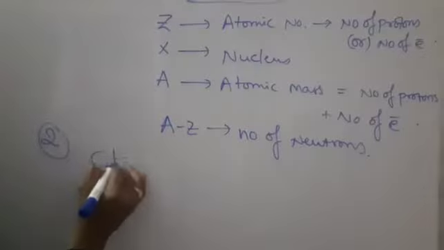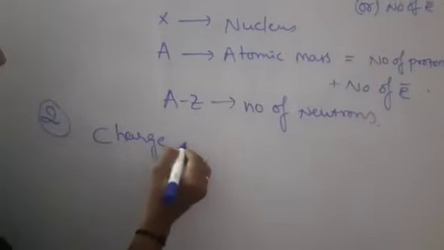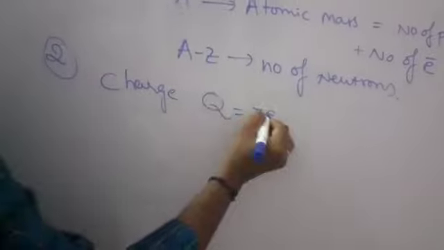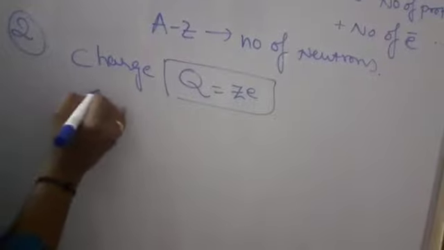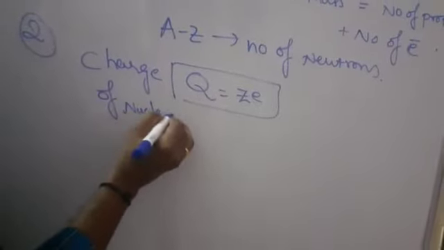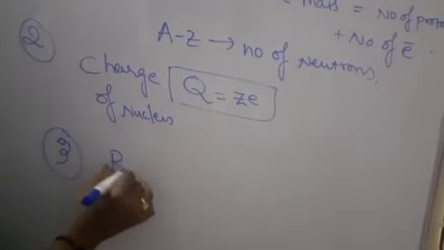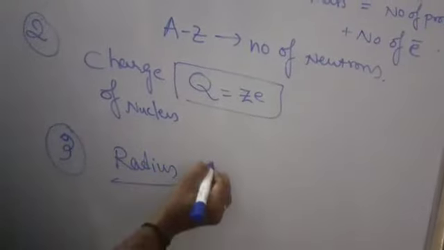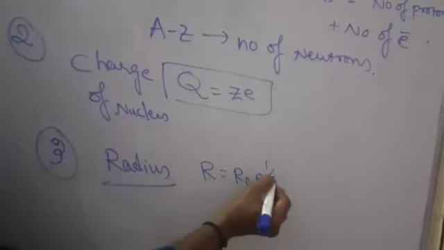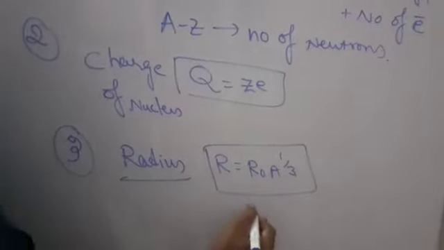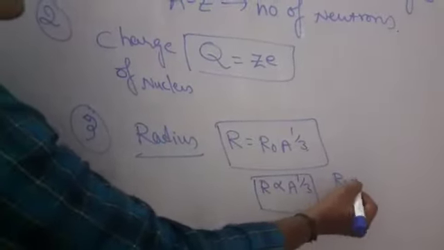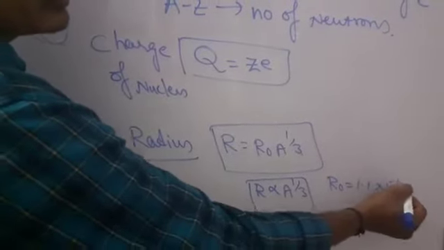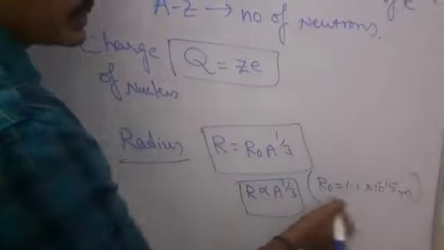The charge of the nucleus is Q equal to Z into E, where Z is the atomic number and E is the charge of an electron. The radius of the nucleus is R equal to R naught into A to the power of 1 by 3, so R is directly proportional to A to the power of 1 by 3. Here R naught is a constant, 1.1 into 10 to the power of minus 15 meters. This is a fixed value, the closest approach value.